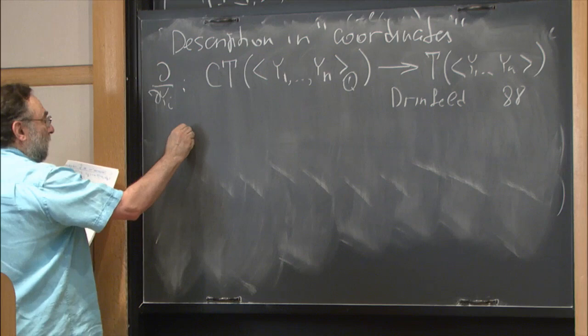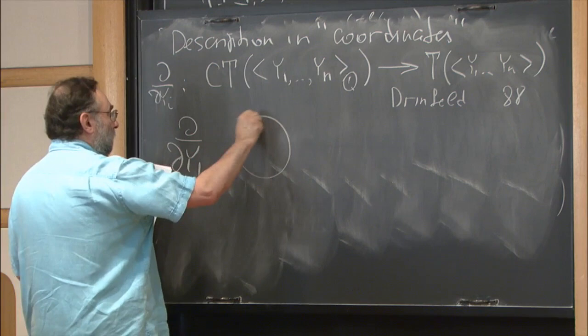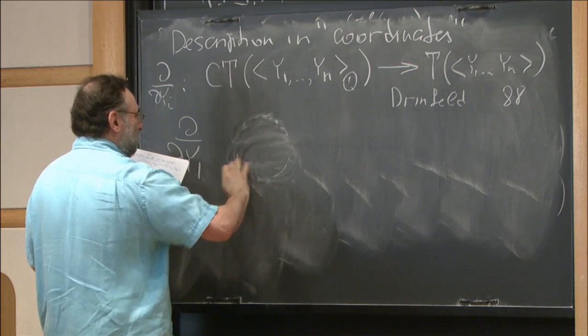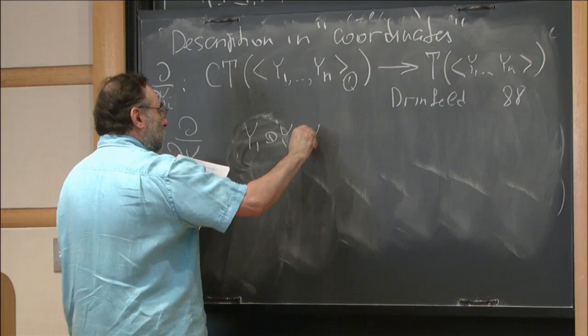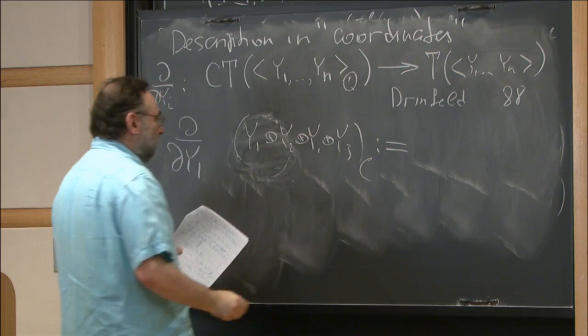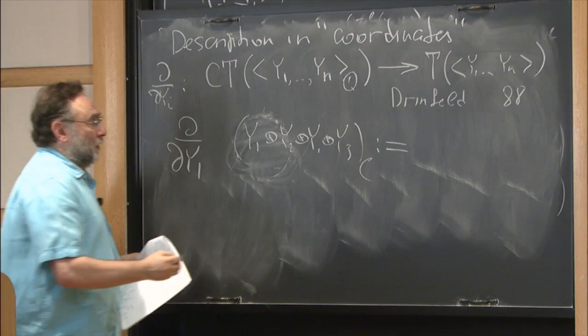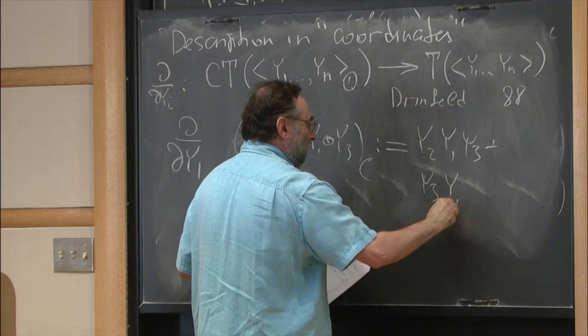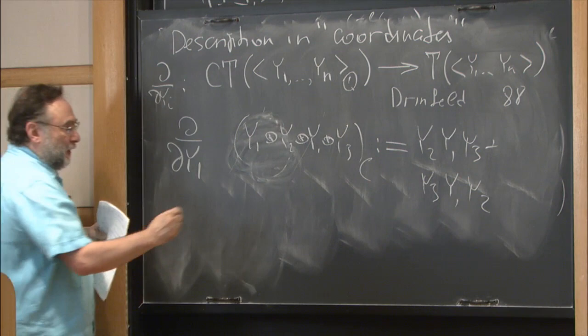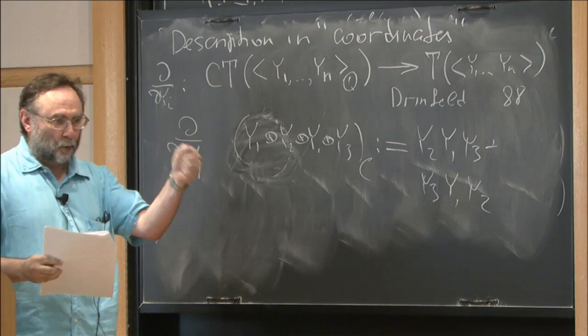You say d over d of y1 of the circle. Now it somehow clashes with my notation, so I write it maybe this way. So I write y1 tensor y2 tensor y1 tensor y3, and you stick here. This is by definition as follows. So this d over y1 crosses out whatever appearance of y1 you have here. And so this is y2, y1, y3 plus y3, y1, y2. OK? Once again, you take any cyclic word of these y's, and then d over y1 just kills them one by one and takes the sum of what you get. Okay, this is a map from the cyclic tensor algebra to the tensor algebra.